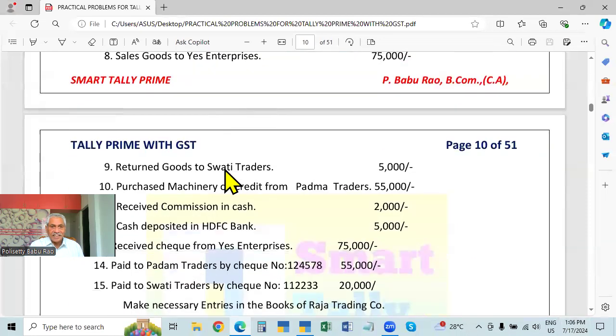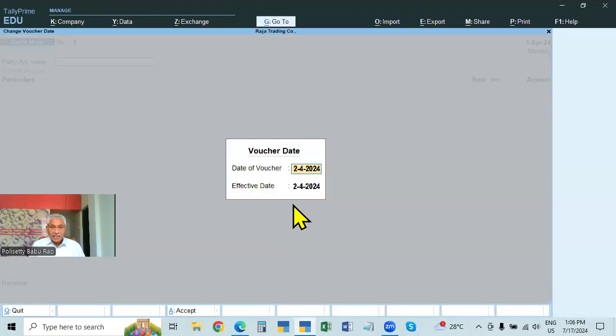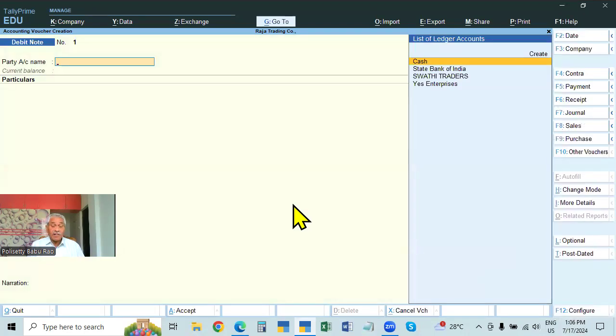Okay. And then the other one is return goods to Swati Traders. Swati Traders, we purchased from them. Now we return, so this is purchase returns. What is purchase returns? Debit note with the purchase returns. Debit note, Alt F5. So here we are taking the other date. Second I am taking, and we are sending the goods back. The purchase returns are returns.